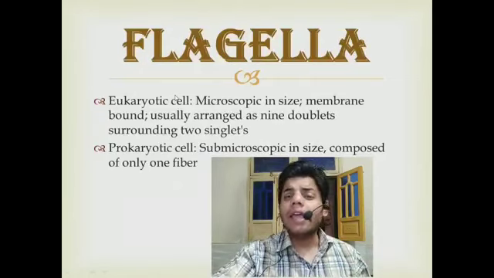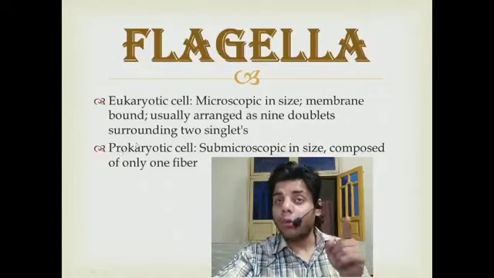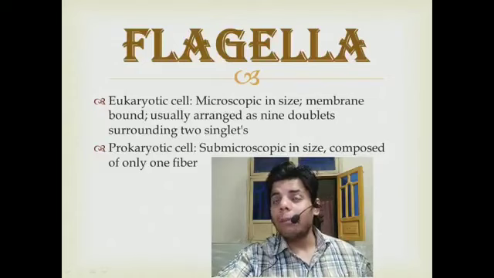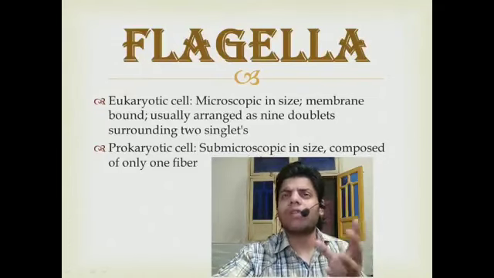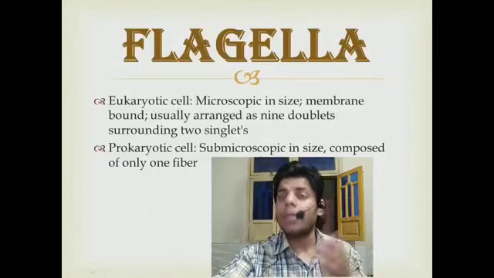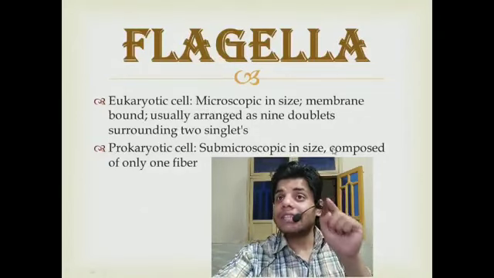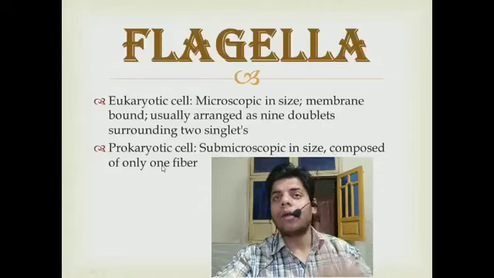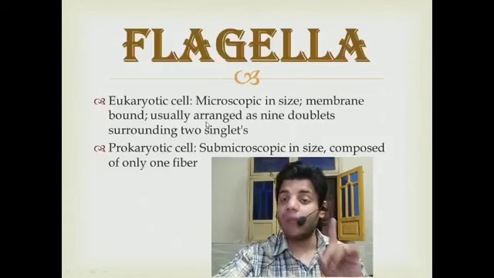Then we have the flagella of the prokaryotic cell. In the prokaryotic cell, the flagella are submicroscopic in size, meaning they are very small compared to the eukaryotic cell, and moreover, their flagellum is made up of only one fiber, only one type of fiber.